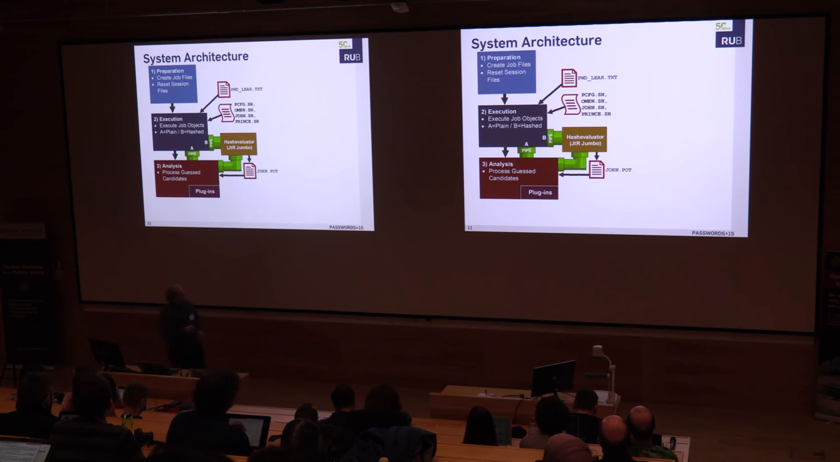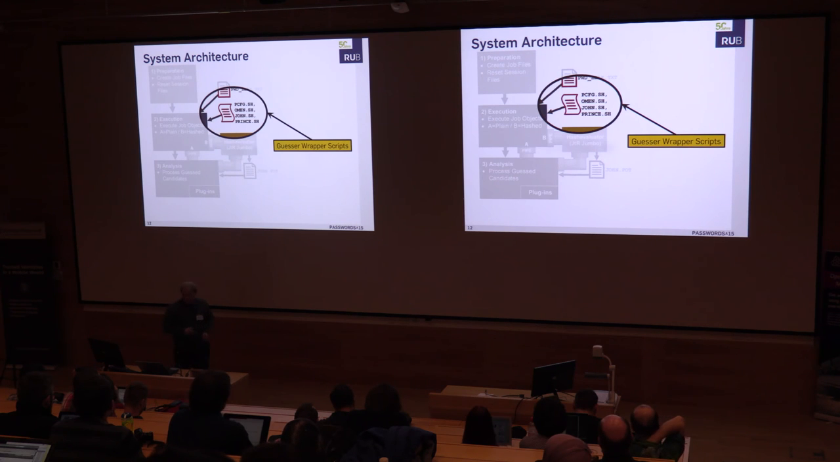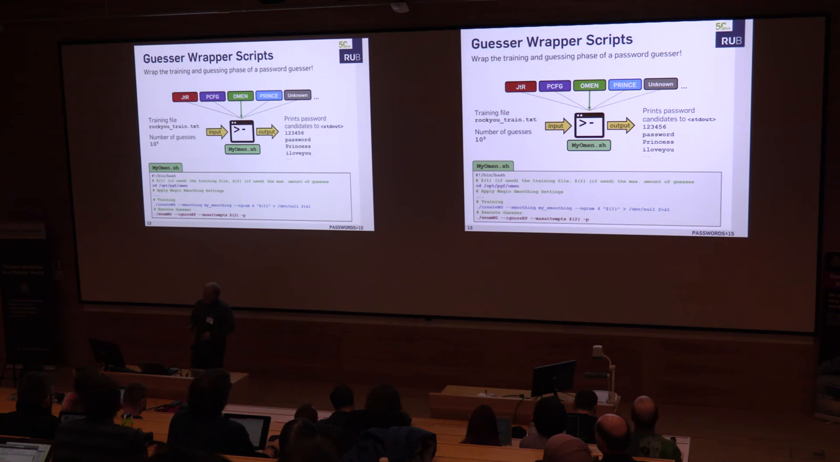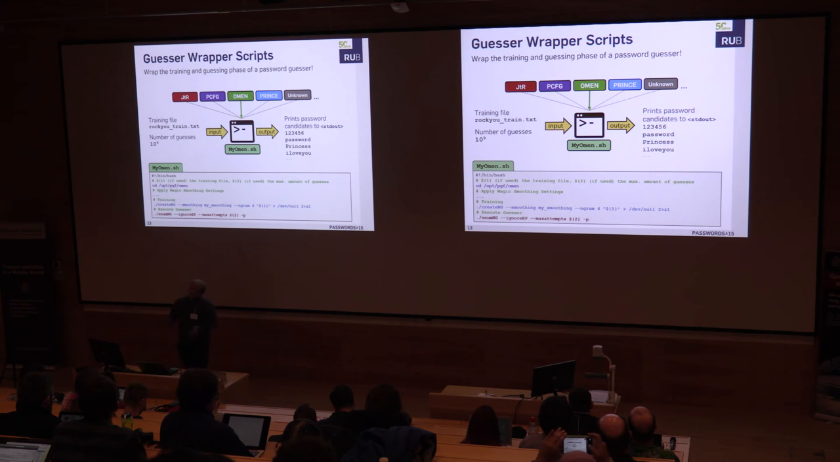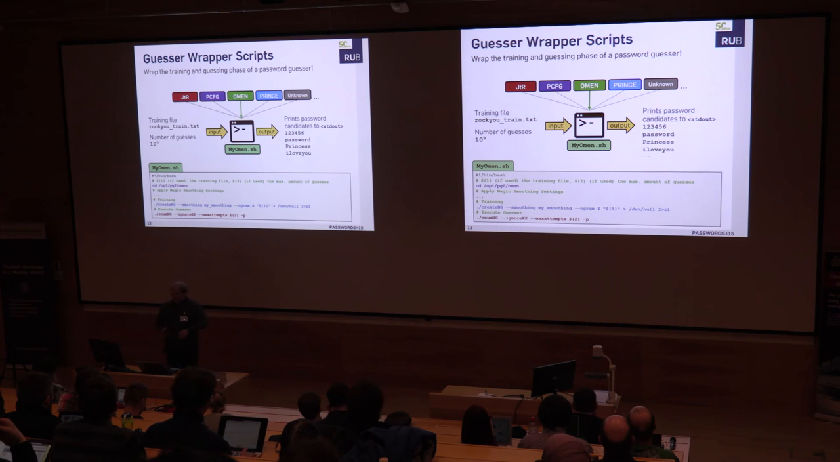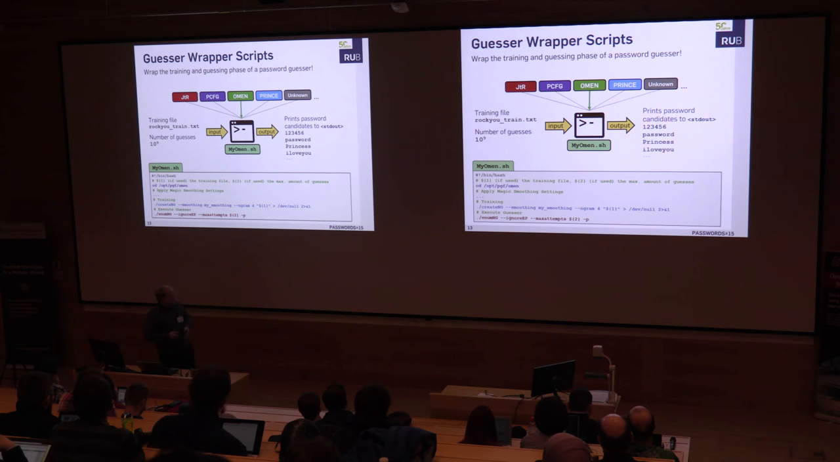To start with those guesser wrapper scripts, I want to explain why they are necessary. A guesser wrapper script gets the training file and the number of guesses as input and outputs the passwords, right? So the most basic guesser wrapper script you can think of is a simple echo 123456. And that's it. This wrapper script only guesses the most likely password, 123456, and does nothing else. However, there are password guessers, like the probabilistic ones such as Omen or PCFG, that require a special training phase. For this reason, we also provide a training file. If this training file is not used, like in the case of the simple echo script, then it can be ignored.